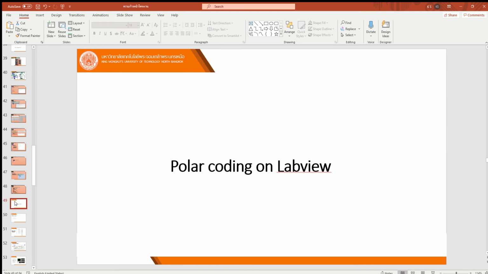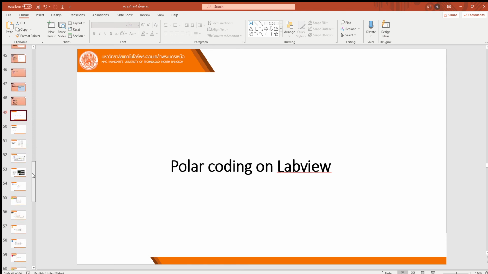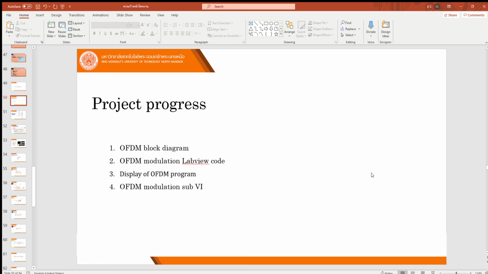So what we try to do in future, or now. Recently, we moved on to use the polar coding in LabVIEW. Unfortunately, LabVIEW doesn't have the polar coding yet, but they have coding for the LDPC. So if we want to move on to use LabVIEW, we need to generate the code by ourselves. So this is a very tough task for us, because we don't have the polar coding in LabVIEW before.